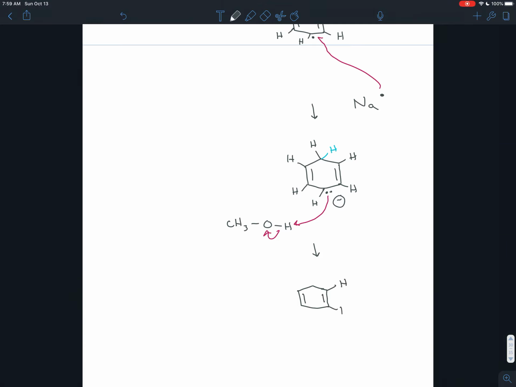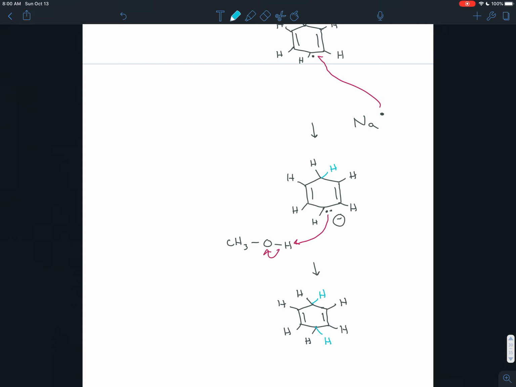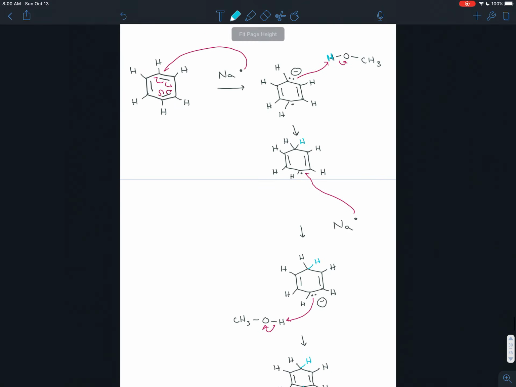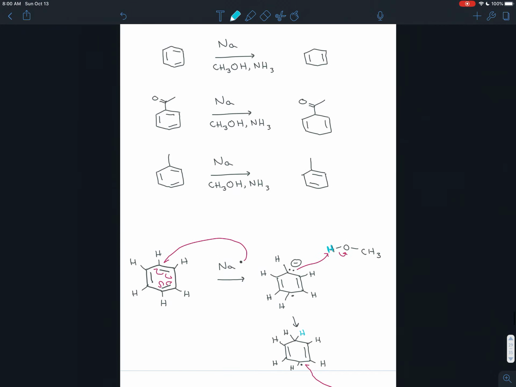And so you've ended up adding two hydrogens on opposite sides of the ring. I'll put them in blue here. You have the hydrogen you've added on top, hydrogen you've added on the bottom. And so you've reduced those two carbons. The carbons that aren't in pi bonds, those are the carbons that you've reduced. Okay, so that's the mechanism for how this happens on just a regular benzene.